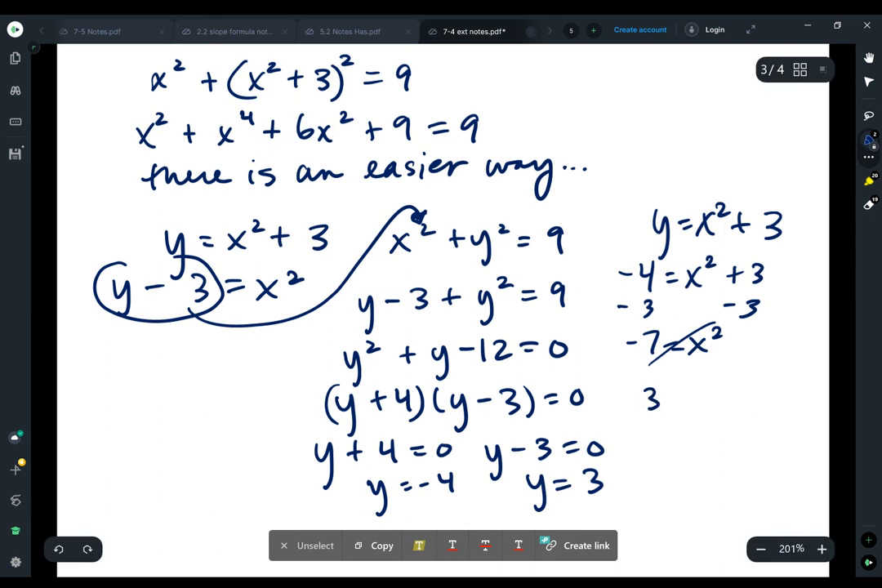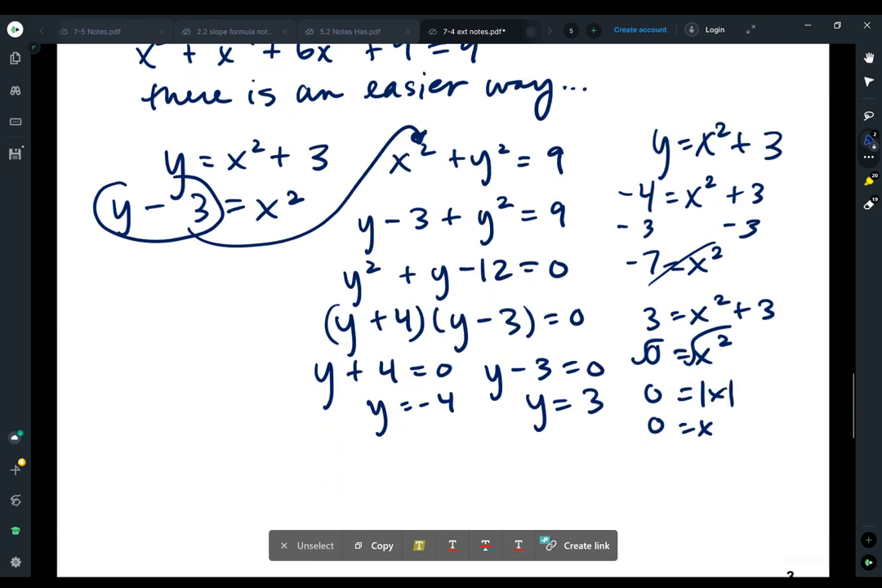So let's try 3. That means I'll have 0 equals x squared. Square root, absolute value, but it's just 0. Okay, so when, let's see, what did we use here? y was 3, x is 0. So that's going to be (0, 3).